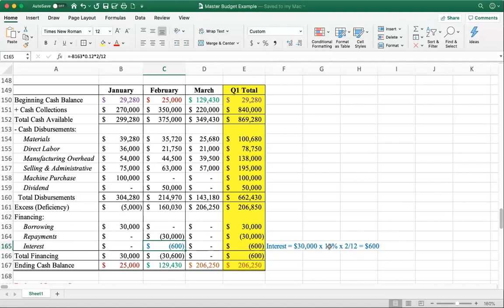So 30,000 times 12% will give you annual interest, because this 12% was the annual interest rate. Now you have to calculate the interest for 2 months. So you're going to divide this 12%, which is annual interest, by 12 and multiply by 2. So 30,000 times 12% times 2 divided by 12. 2, because this is 2 months. January, the whole month, because you borrowed at the first day. February, the whole month, because you pay at the end of the month. So 2 months, divide by 12, because you need to calculate interest on monthly basis.